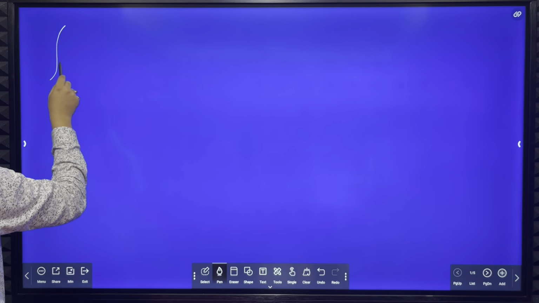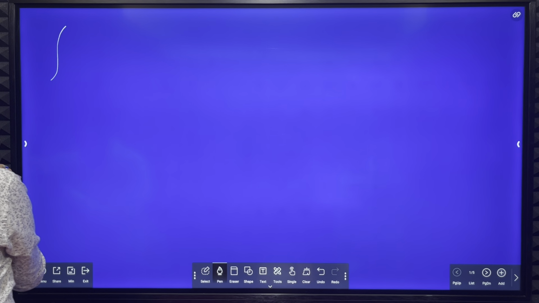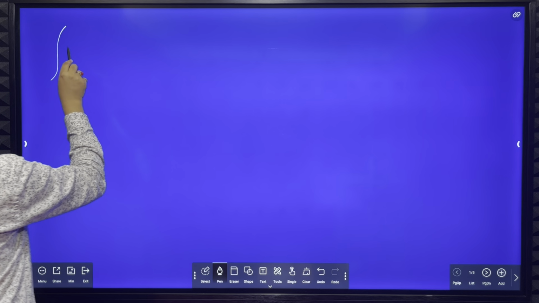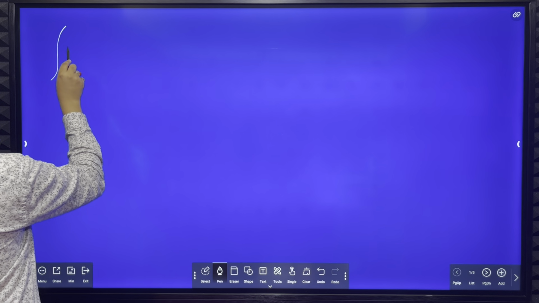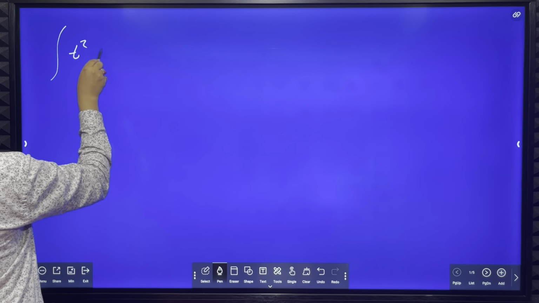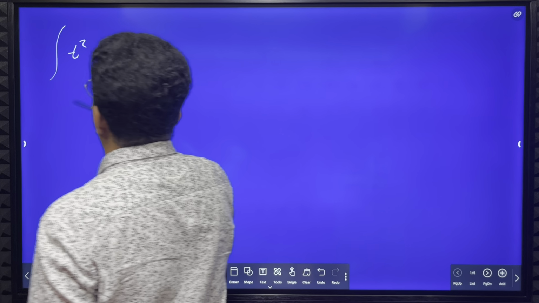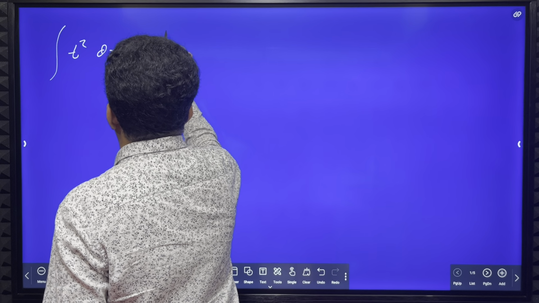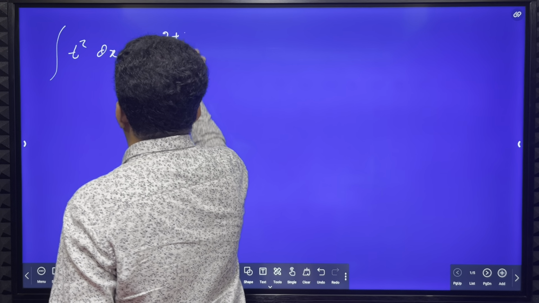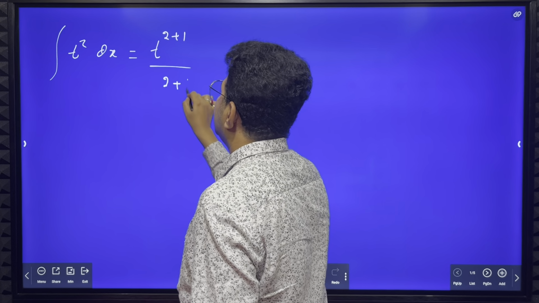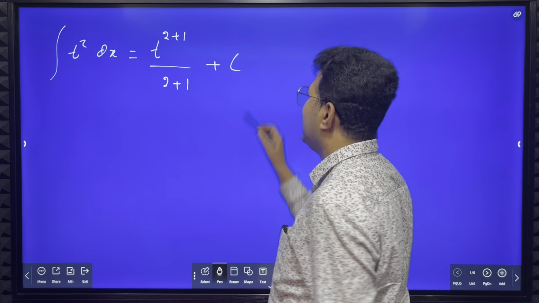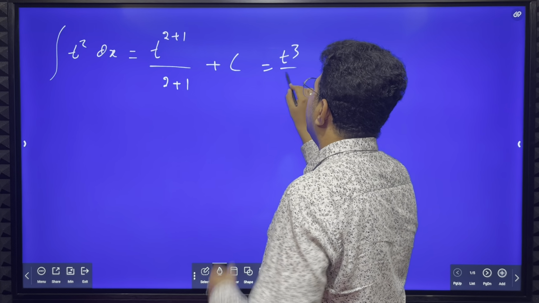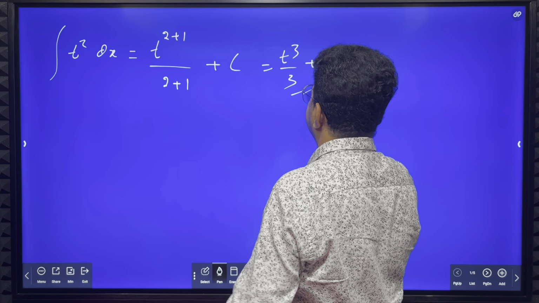Integration of, say for example, integration of t square with respect to t. What happens? Integration of t square with respect to t is t power n plus 1 divided by n plus 1 plus c. What happens? t cube by 3 plus c.